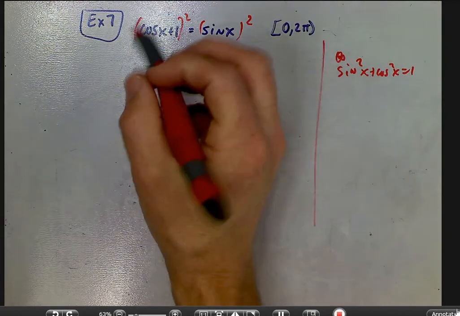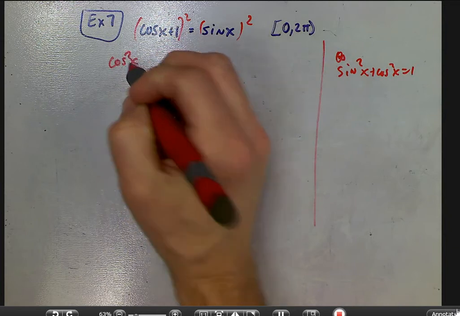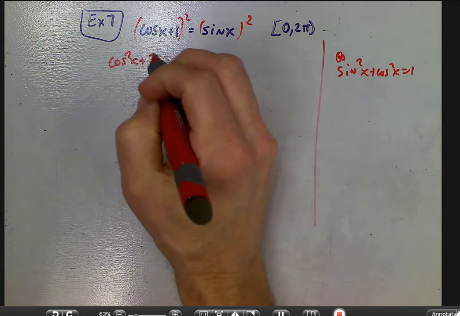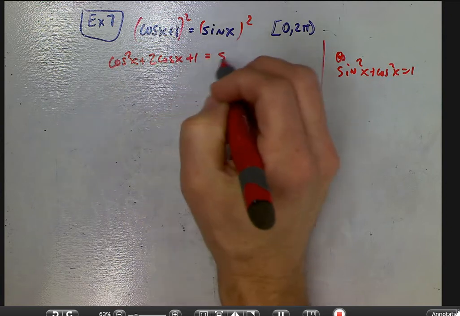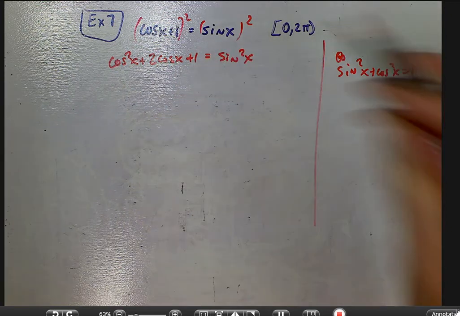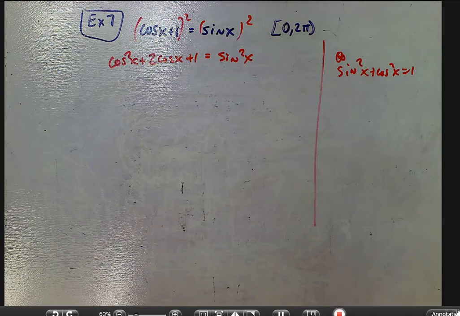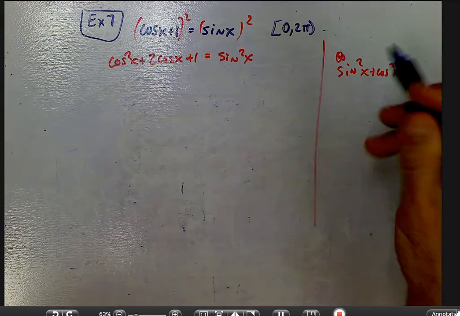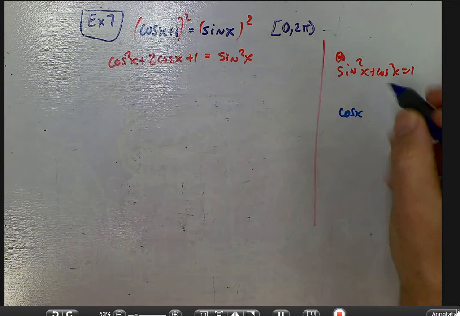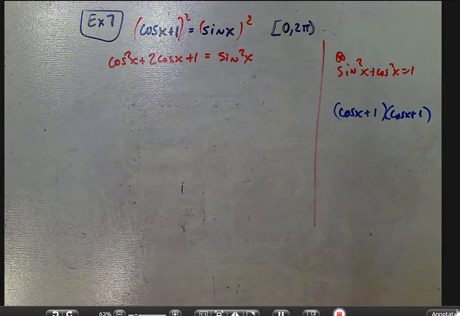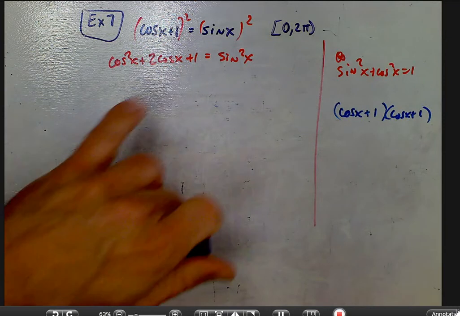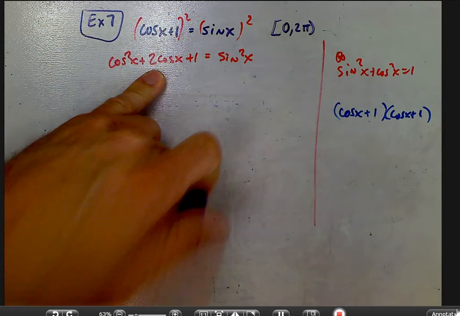That will make this cosine squared of x plus 2 cosine of x plus 1 equals sine squared of x. And many of you are asking right now, well, how did you get the 2 cosine of x? Well, remember that's cosine of x plus 1 times cosine of x plus 1, by the distributive property. And you should be able to get cosine squared x plus 2 cosine x plus 1.